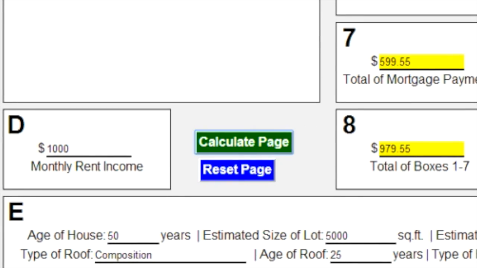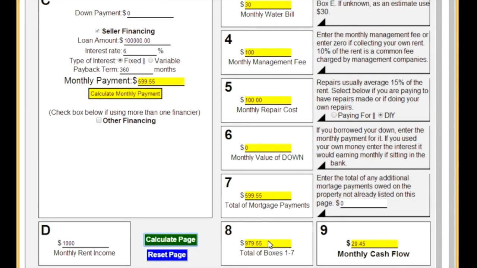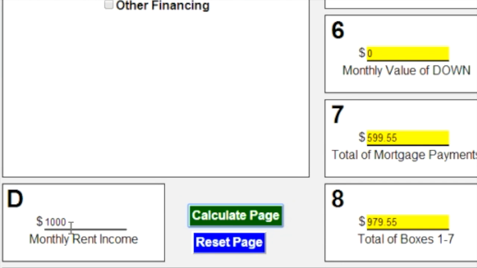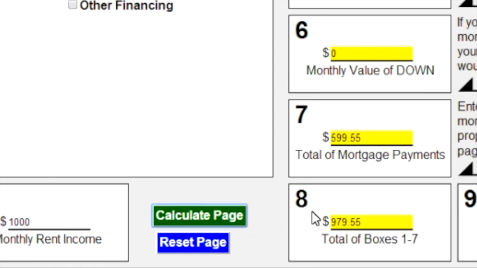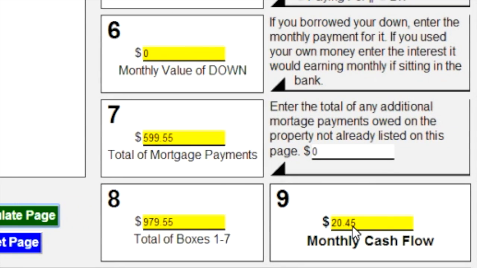And voila, it calculated all of these numbers and put the total at the bottom in box 8. It took the rent of $1,000 and subtracted the box 8 and put the result in box 9. In this case, it's a positive $20.45 per month.